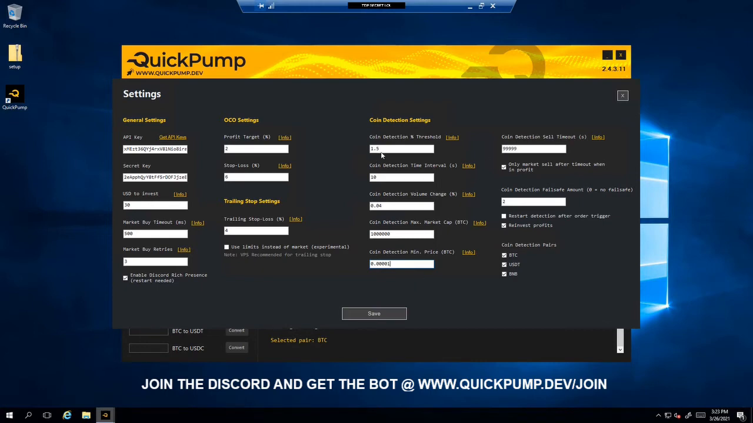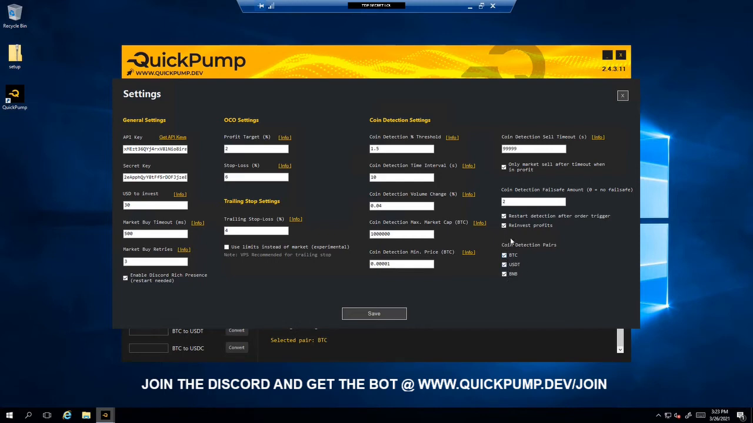Now to make it to where you're continuing to buy and sell, you need to make sure that you have the restart detection after the order is triggered checked. This is what controls the bot to restart after you've met your targets of the previous trade. So make sure that's checked. And also make sure that the reinvest profits is checked. That way you're taking the profits that you're making from the previous trade and investing it in the current trade.